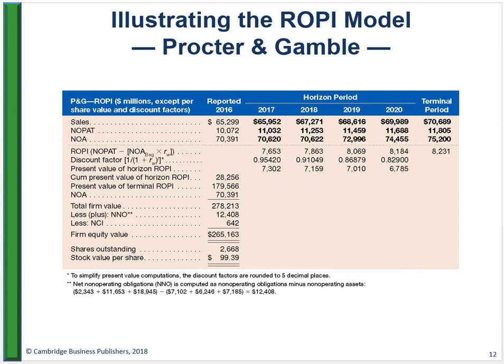Okay, and we can see those steps applied here on slide 12, whereby the authors give us an example of Procter & Gamble. They have a forecast period from 2017 to 2020 laid out for us, where Procter & Gamble's sales grow from 65 billion to 70 billion. We have NOPAT calculated. We similarly have net operating assets calculated.